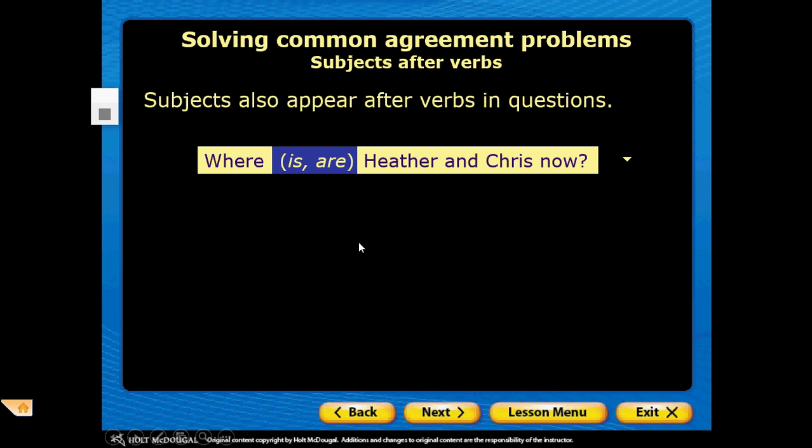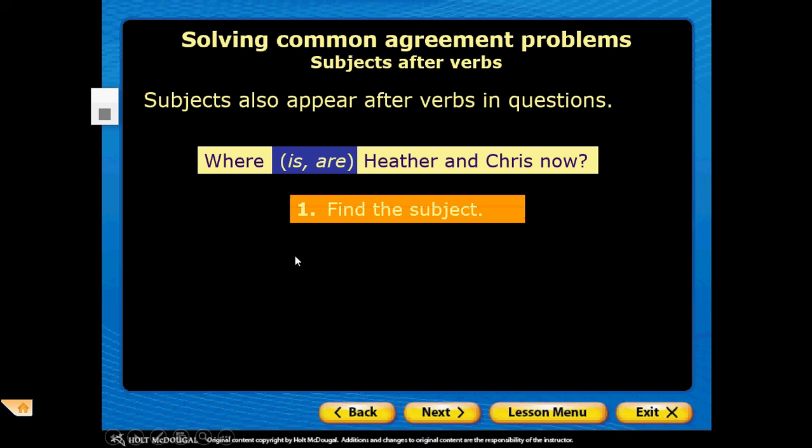So let's move on to subjects, which also appear after verbs in questions. In questions we sometimes reverse the order of the sentence. We start with the question word, then the helping verb, then the subject itself. For example, where is or are Heather and Chris now? So who am I asking about? Both, plural. Very good. Heather and Chris.